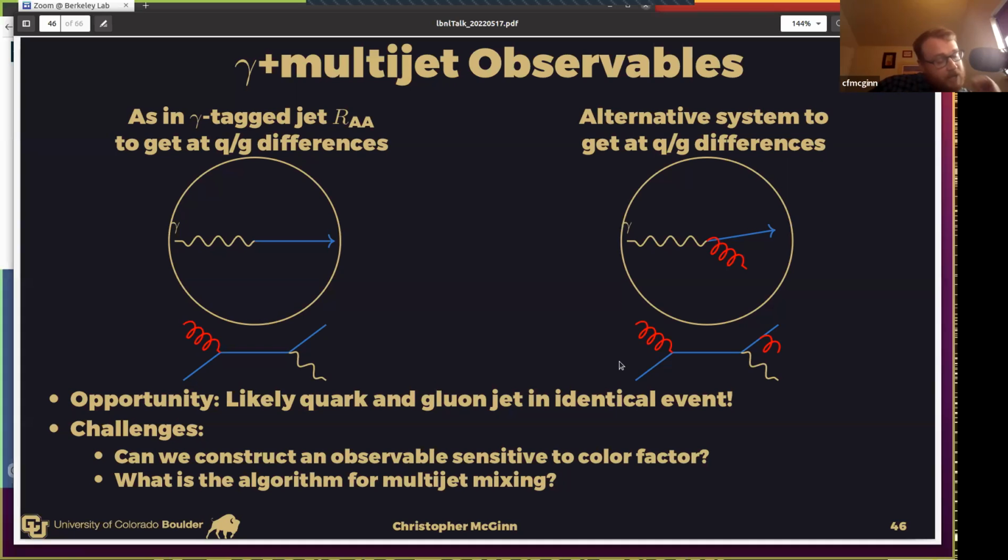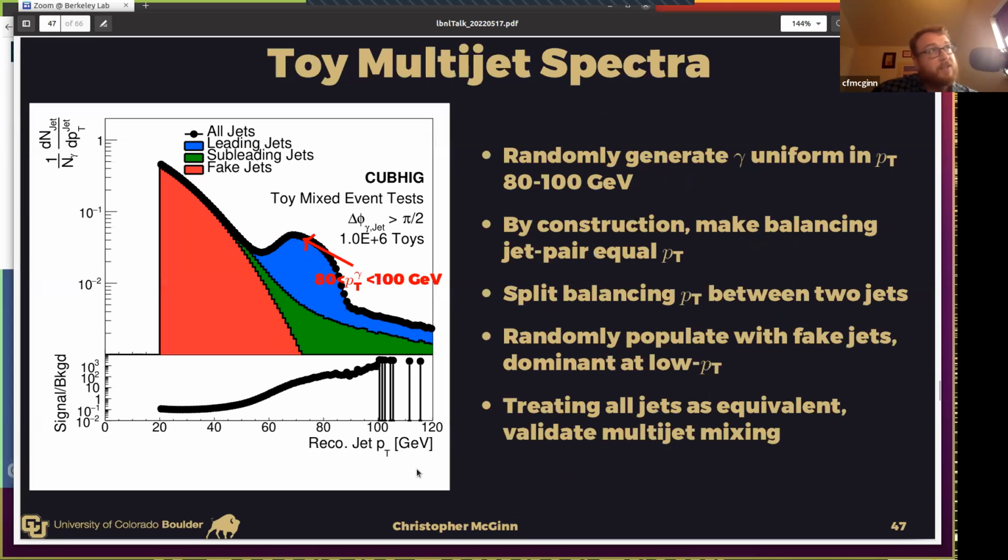And I want to ask, can I construct an observable that might be sensitive to an effective color factor between these two jets? And also, can I study them in a manner akin to what the dipole folks like to talk about, where we talk about interjet quantities and thinking about, can the medium resolve these as distinct? At what scale does it resolve them as distinct, etc. So the hard technological question, though, is what is the algorithm for multi-jet mixing? I think I have an answer to that question.